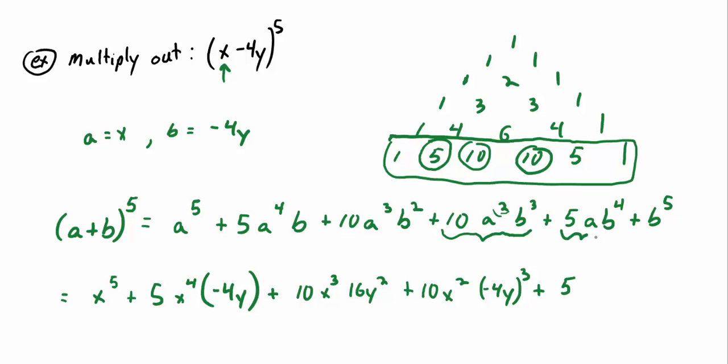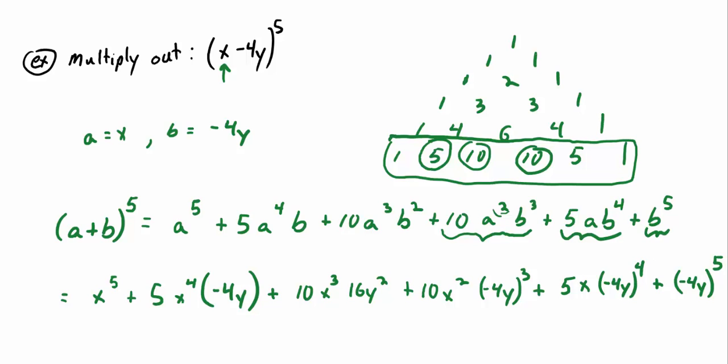5, the next one, 5 times x times negative 4y to the fourth. Make sure you put the negative 4y in parentheses, because that means the factor of negative 4 is brought to the fourth as well, and the negative is going to go away for that term. And then the last one, negative 4y to the fifth, filling in this guy. Does everybody agree with that?